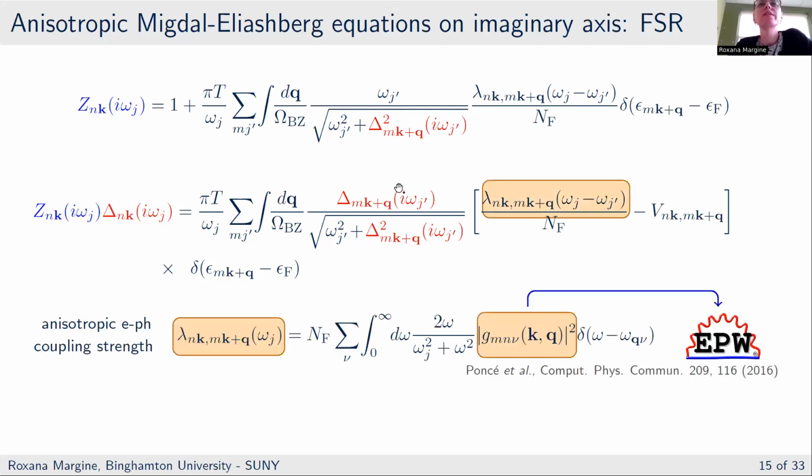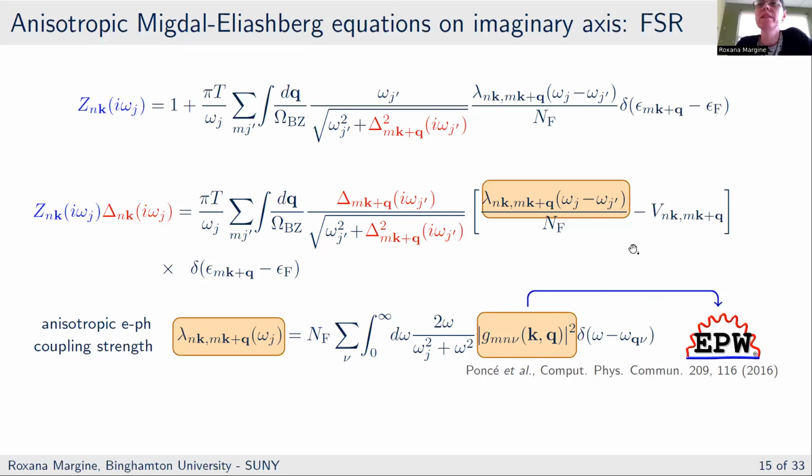The key quantities that you need to obtain when solving the anisotropic Migdal-Eliashberg equations in either the FSR or the full bandwidth approach are, first, the anisotropic electron-phonon coupling strength, which is obtained based on the electron-phonon matrix elements. That's where the implementation of the Wannier Fourier interpolation technique in EPW is very efficient.